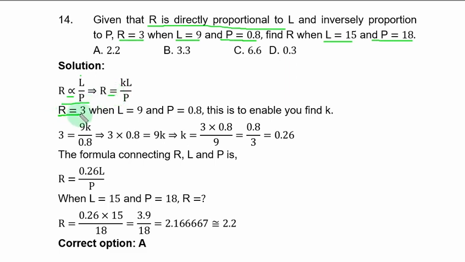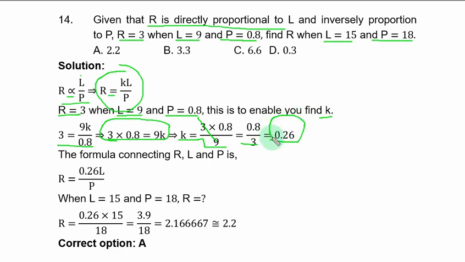The reason why R is equal to 3, L is equal to 9, and P is equal to 0.8 is to enable you find k. So you simply replace R, L, P with what they stand for in this expression, and you have this. If you cross multiply, you have 3 times 0.8 equal to 9k. You divide through this expression by 9, you have k equal to 3 times 0.8 over 9. If you reduce 3 and 9, you have 0.8 over 3.